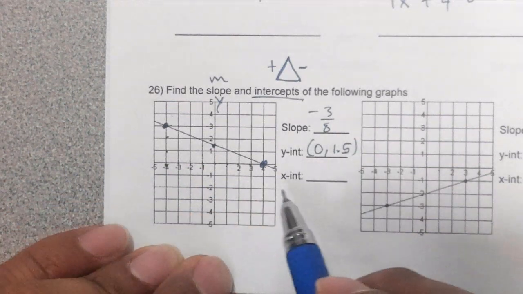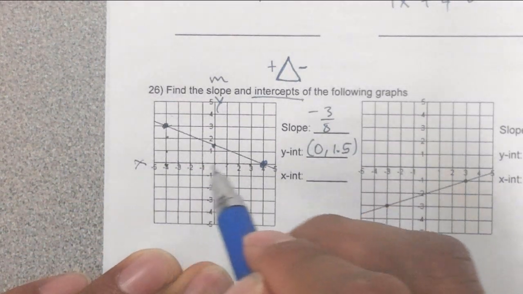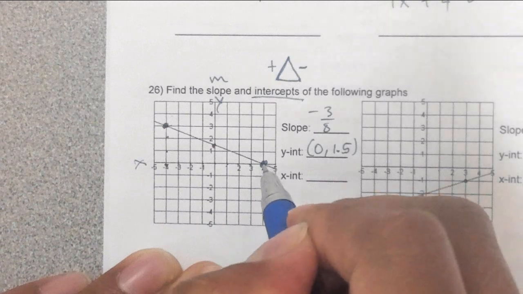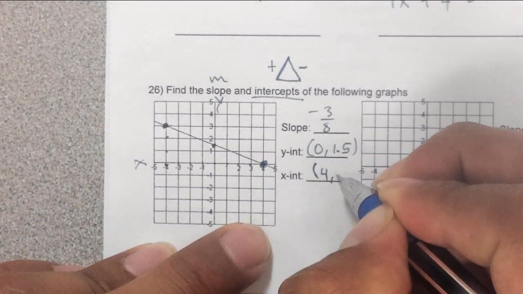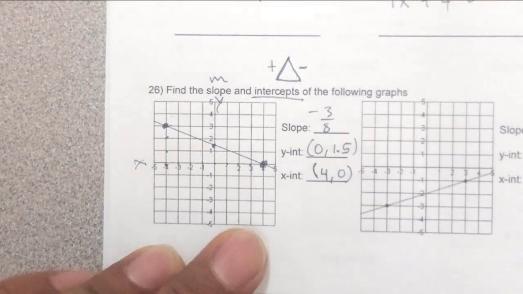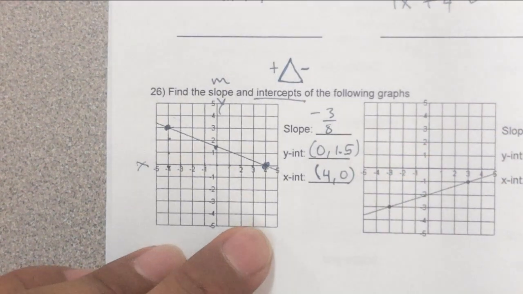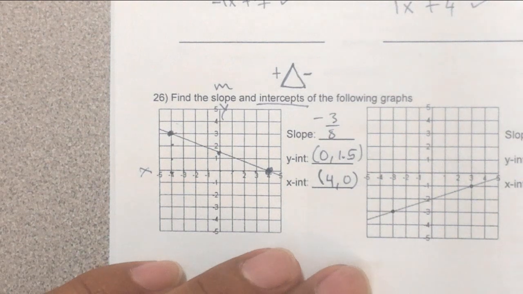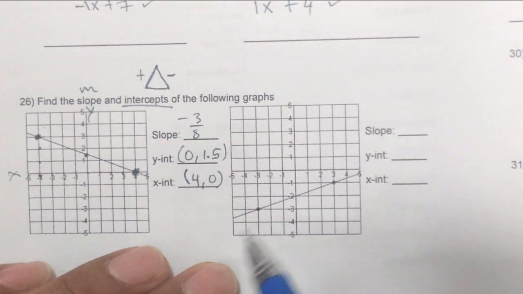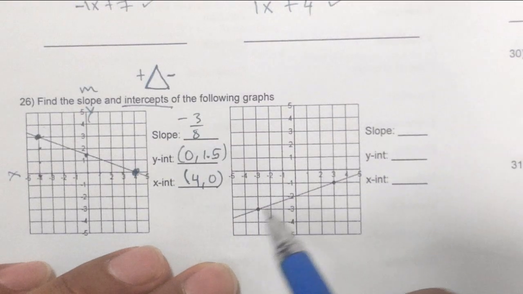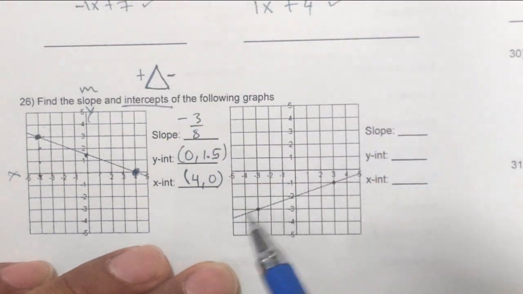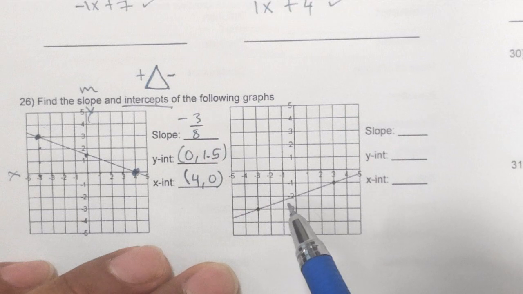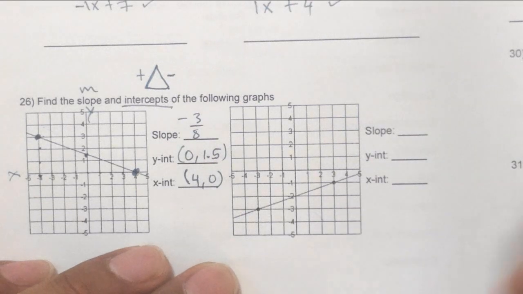X-intercept. Again, now it's the other way. Does it cross the x-axis? And yes, it does. It crosses right there, and it's a 4. So I will have to put it as a point, (4, 0). Okay? And that's it. That's all you do. Notice that this one is going up. It matches this pattern. So therefore, this is a positive one. Whatever you do, make sure it's a positive one.